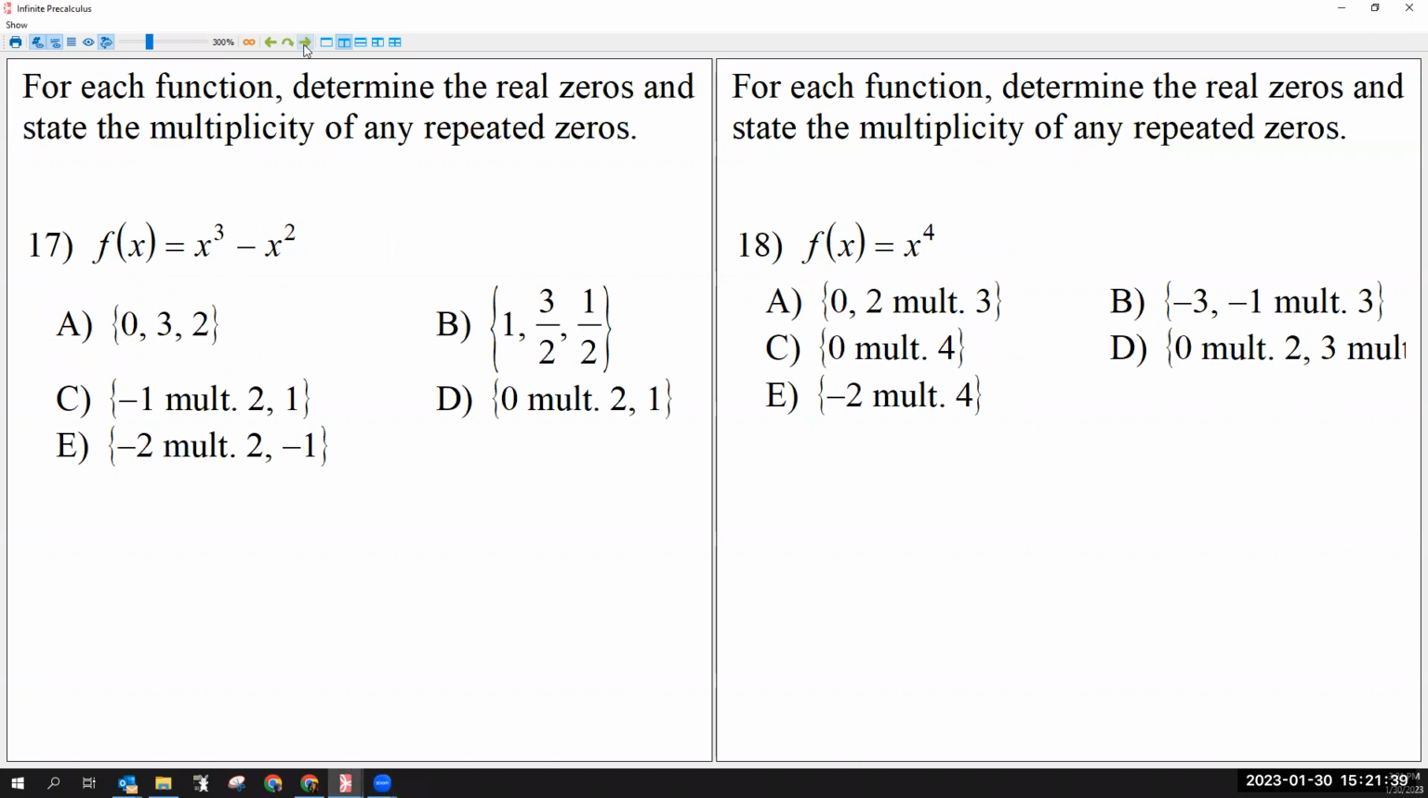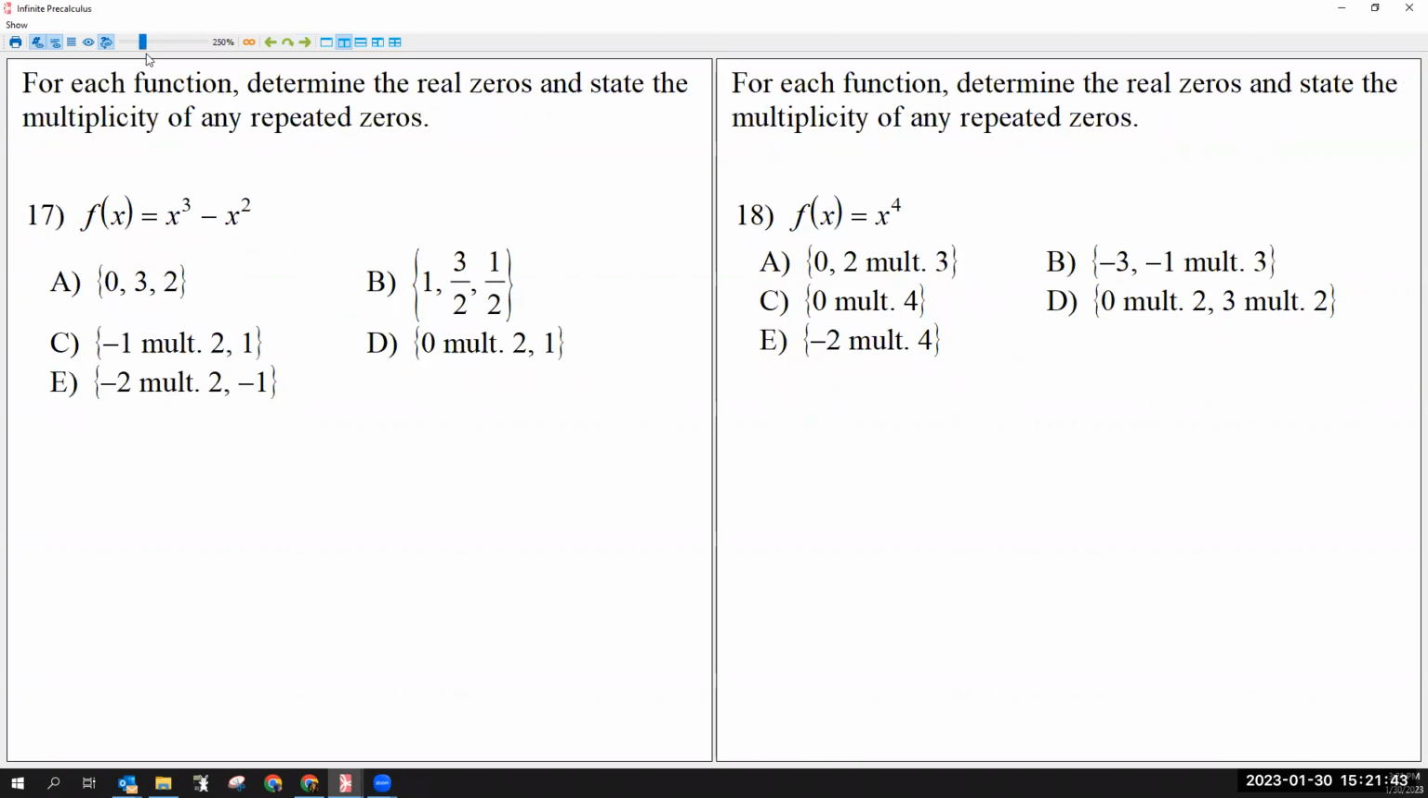17 and 18. All right, so for 17 and 18, oh, pause the video, and then I'll go over.